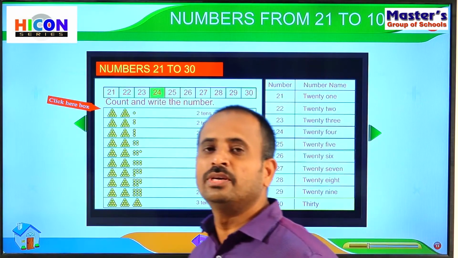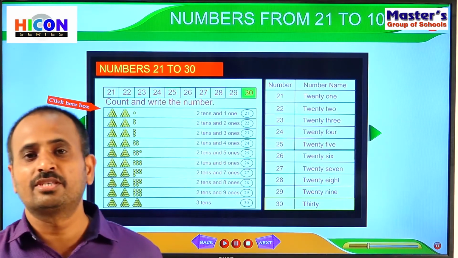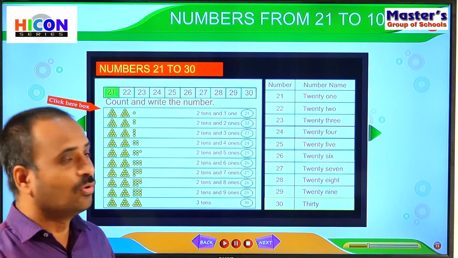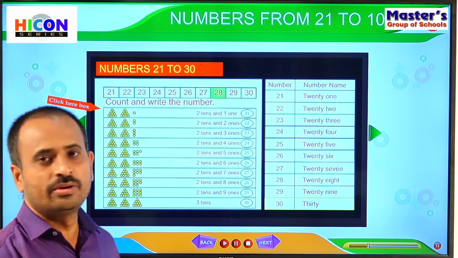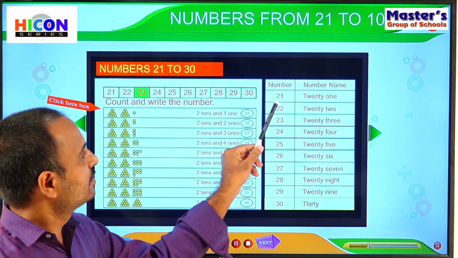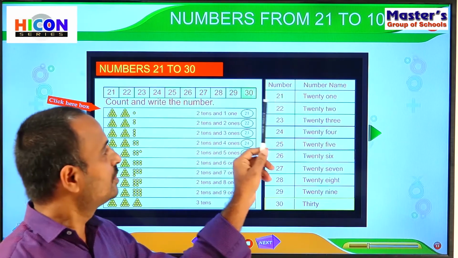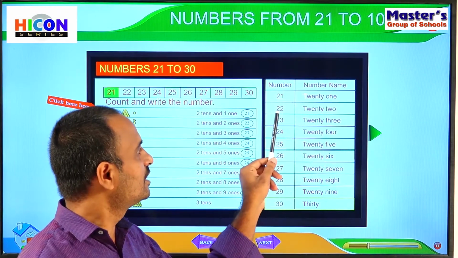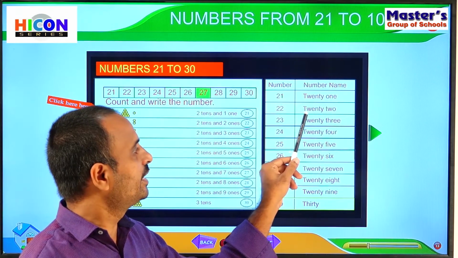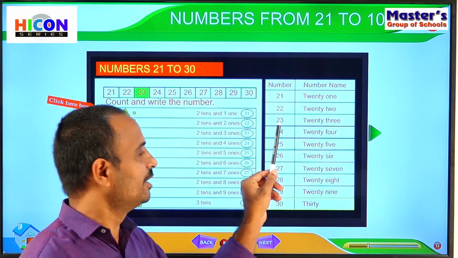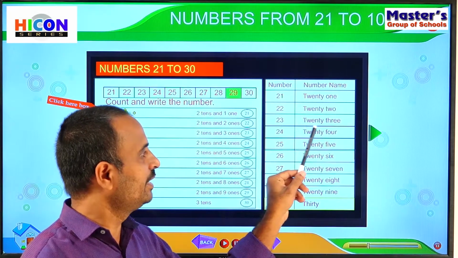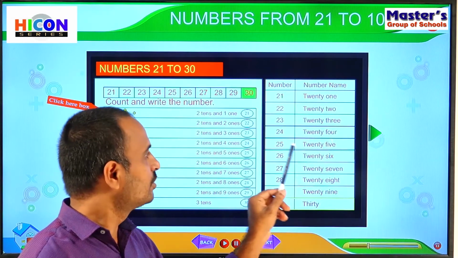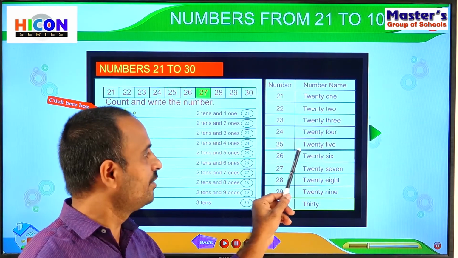So children, in this way we can write the numbers from 21 to 30. Now let us see how to read the numbers from 21 to 30. See, children, this number can be read as 21. And this number can be read as 22. And this number can be read as 23. And this number 24.